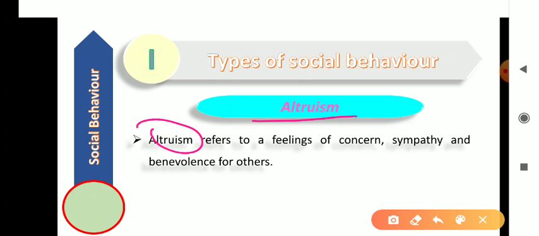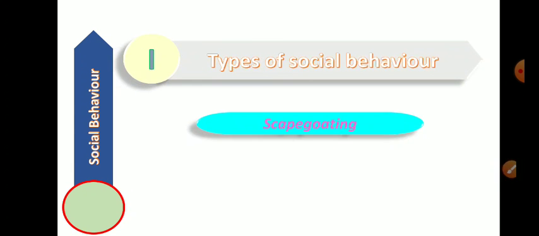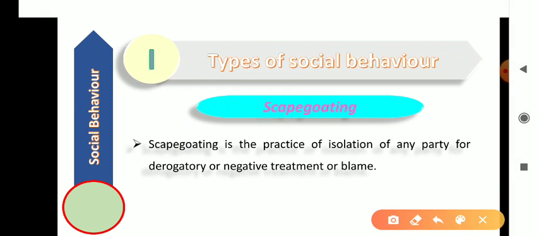Then next we have scapegoating. Scapegoating means one person is blaming others for doing something wrong. If one person has done something wrong, that person will blame others, like, I didn't do it, only because of you I did this and that. Scapegoating is a practice of isolation of any party, or derogatory or negative treatment or blame, as I have already told. It's a blame.